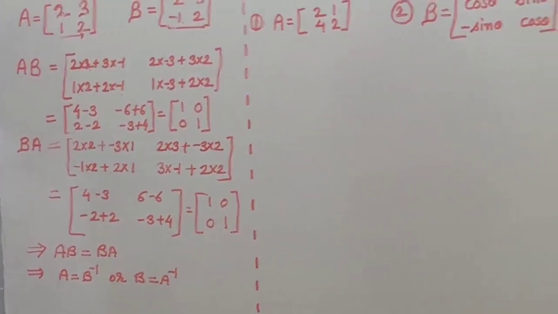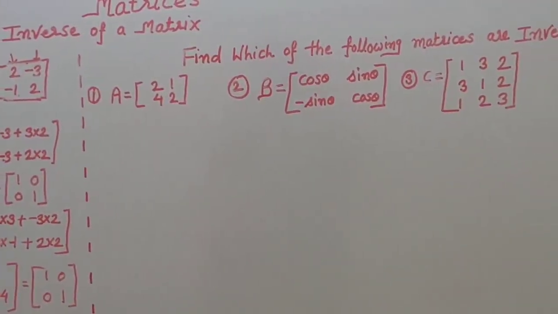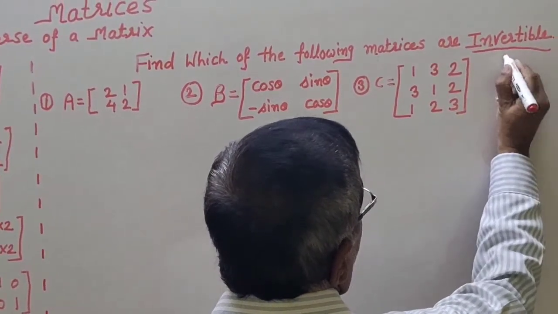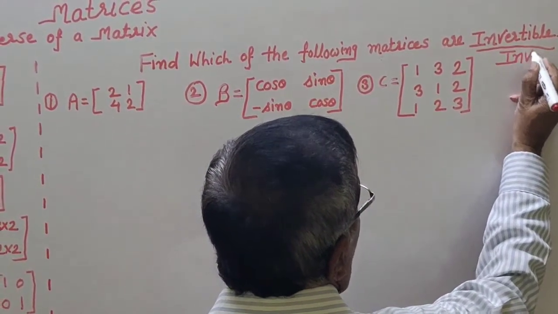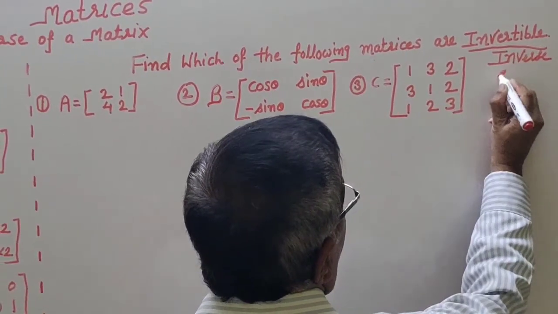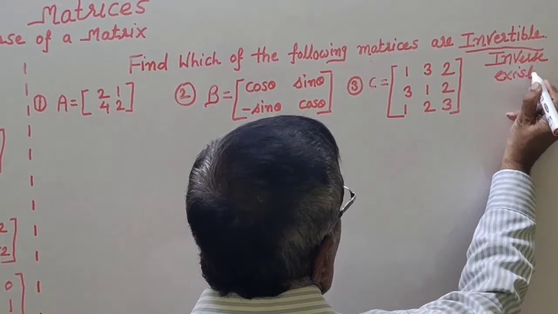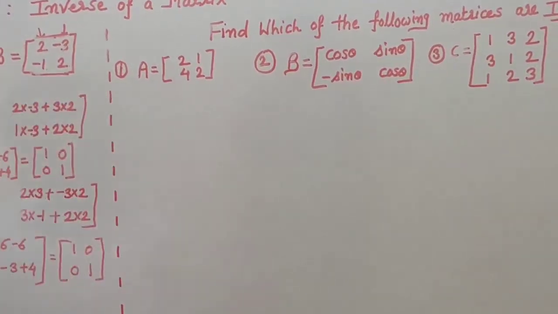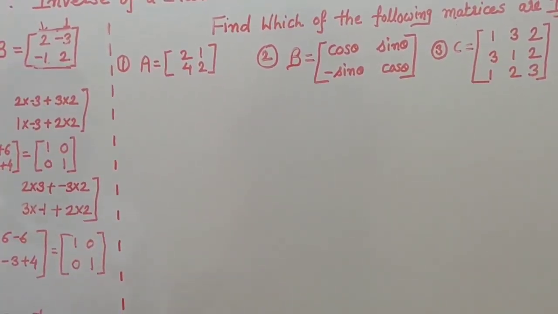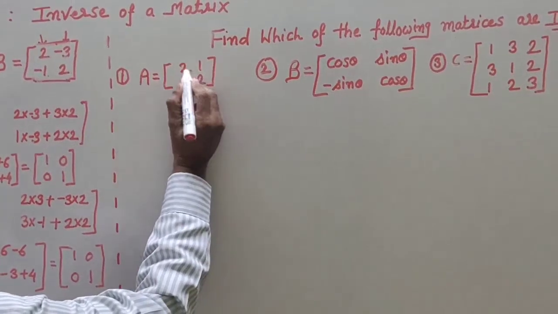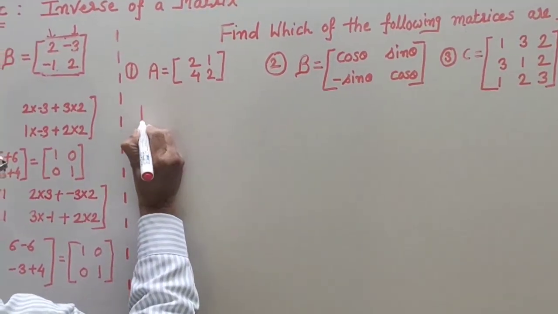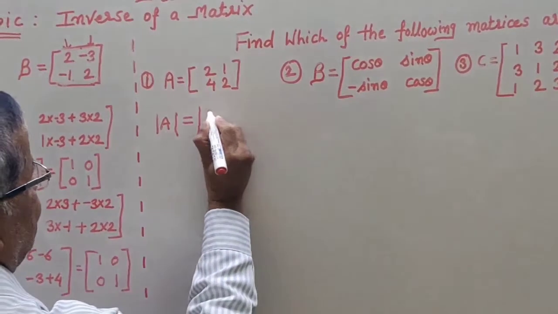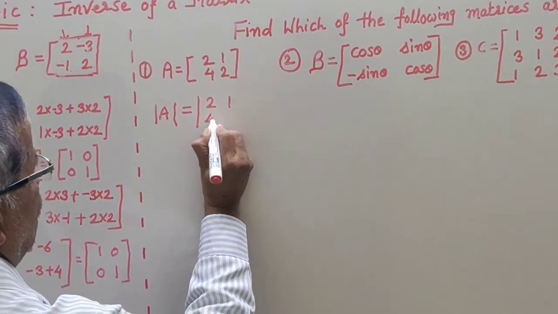Now we are going to solve another problem. Find which of the following matrices are invertible. Invertible means the inverse exists or does not exist. For this you know how to find it. For the inverse you have to take the determinant of the given matrix. The first problem is A is equal to [2 1; 4 2]. Now the determinant of A is equal to, writing in determinant form, |2 1; 4 2|.